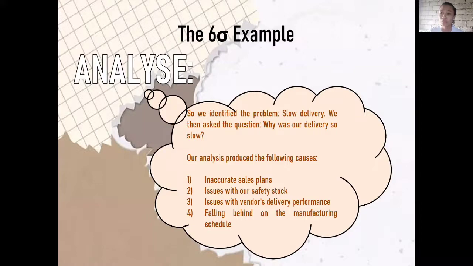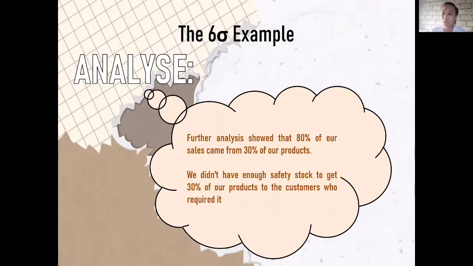So doon na pumapasok ang analyze. So we identify the problem, slow delivery. We then ask the questions, why was our delivery so slow? So yung analysis nila is inaccurate sales plans, issues with our safety stock, issues with vendors' delivery performance, falling behind on the manufacturing. Anong dapat nilang gawin? So, ayan sabi, further analysis showed that 80% of our sales came from 30% of our products. We didn't have enough safety stock to get 30% of our products to the customers who required it.